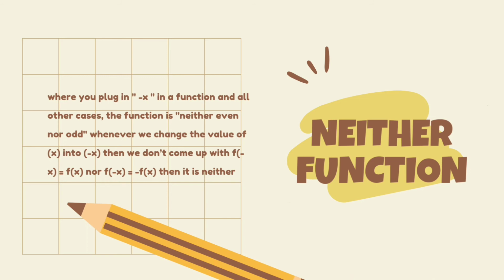Neither function, where you plug in negative x in a function in all other cases. The function is neither even nor odd. Whenever we change the value of x into negative x, and we don't come up with f of negative x equal to f of x, nor f of negative x equal to negative f of x, then it is neither.